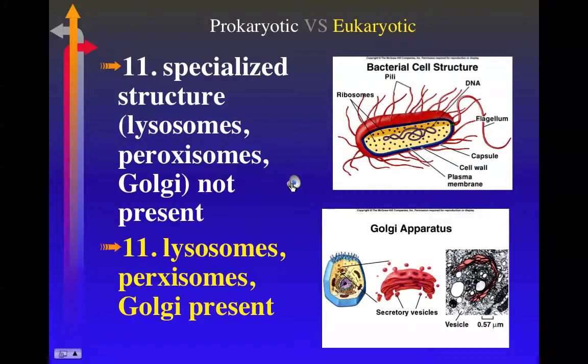Additional specialized structures like lysosomes, peroxisomes, and Golgi apparatus are not present in prokaryotic cells. We can and do find them in certain kinds of eukaryotic cells. So lysosomes, peroxisomes, and Golgi can be present in a eukaryotic cell.